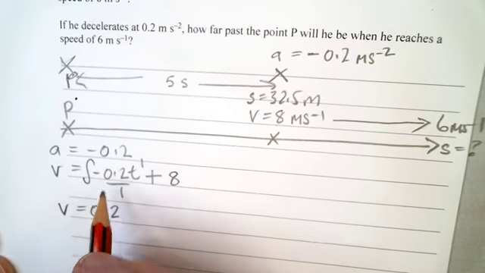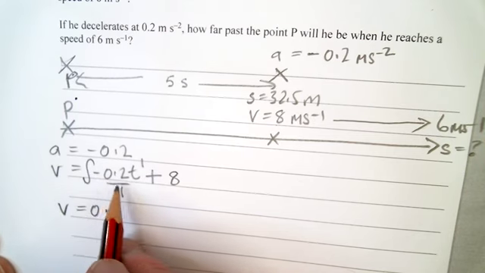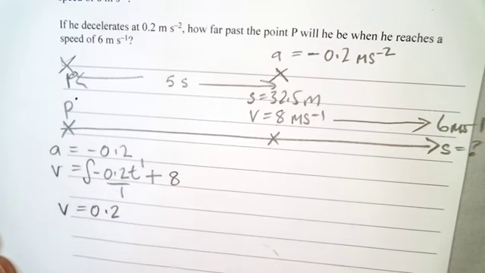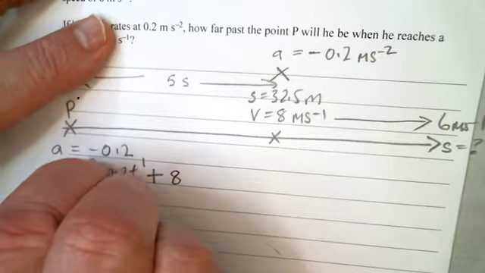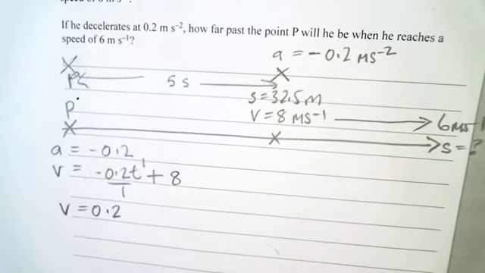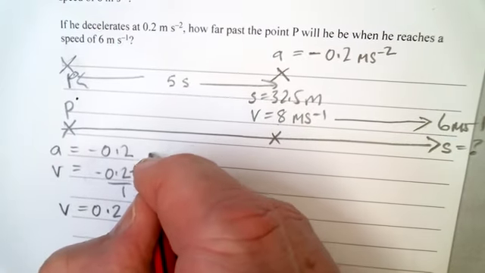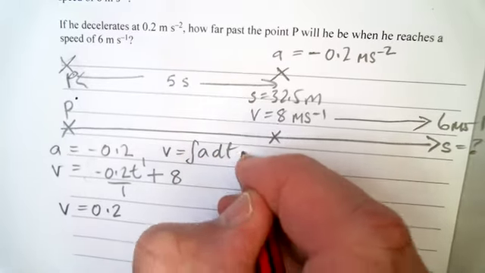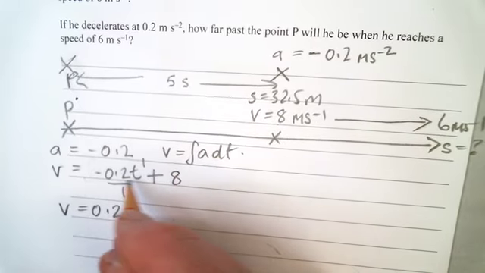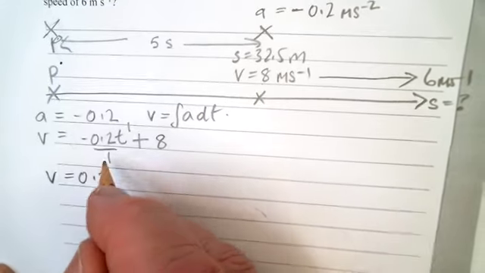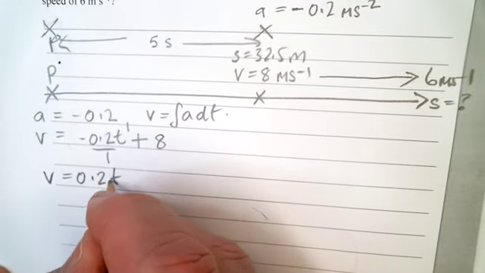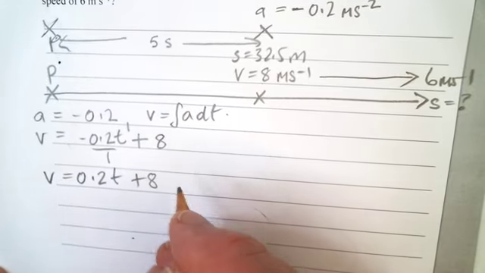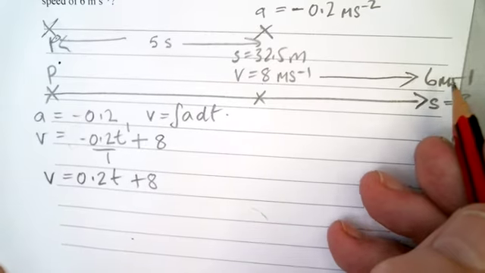Actually, I should have written just the integral of a, so I'll change that. Ultimately, what I should have written here was V is equal to the integral of a with respect to time, and then it equals all this stuff here. That makes sense. So it's negative 0.2 times t plus 8. But we want to find it when it's equal to 6.